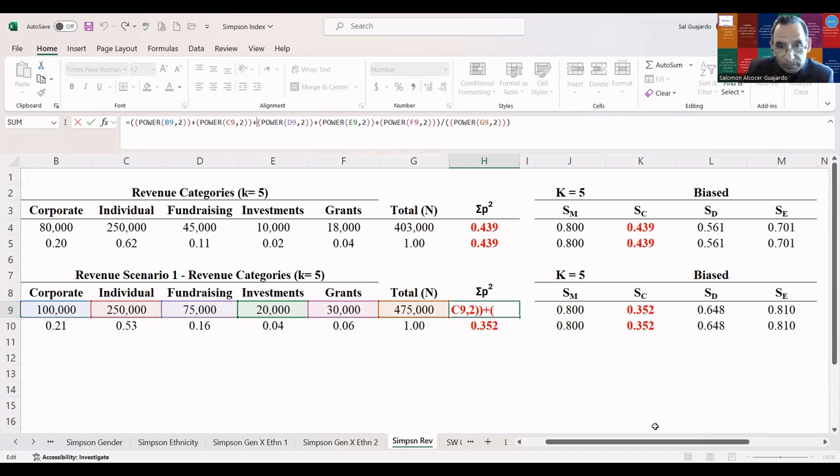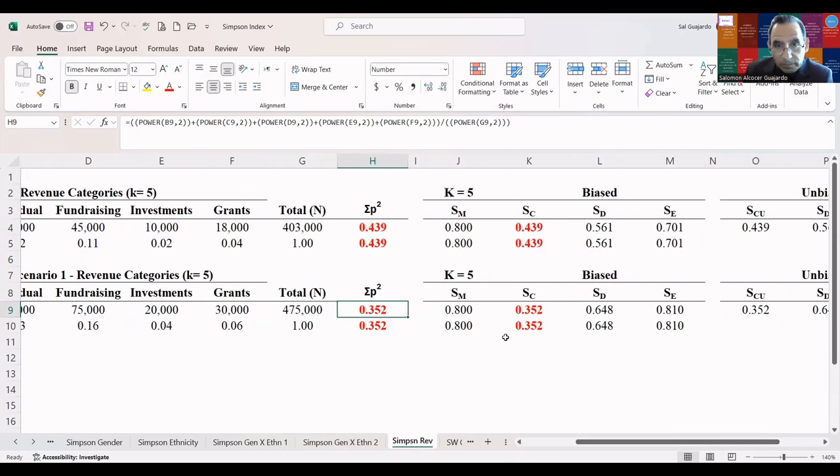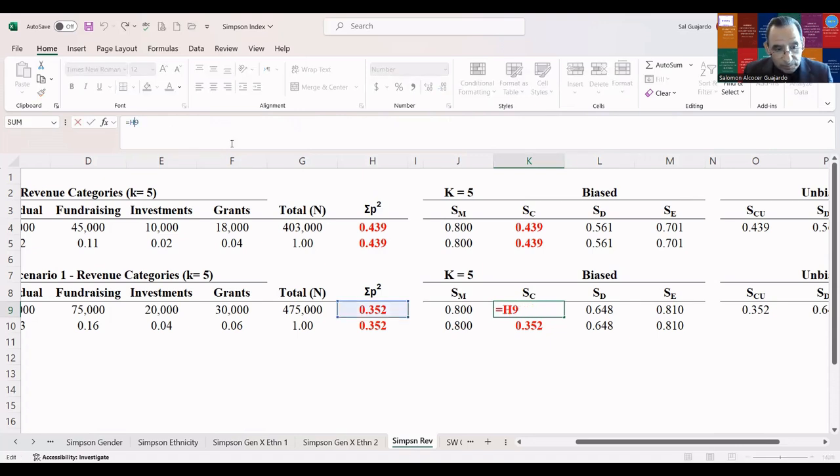Just for illustrative purposes, I also did that by the power function. For the frequencies, again, that obtains the same concentration score or coefficient. Again, the maximum score is the same. It's going to be 4 divided by 5, which is 0.80. In other words, it's going to be 5 minus 1 divided by 5 based on the formula. It's going to be 0.80. The concentration score we already have, so I just put that equals to H9.